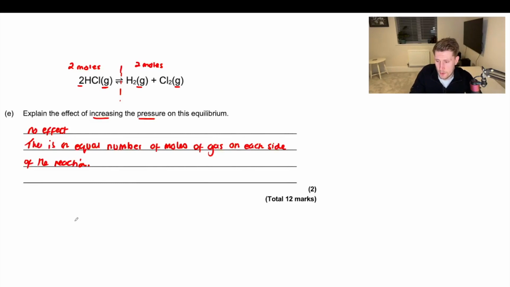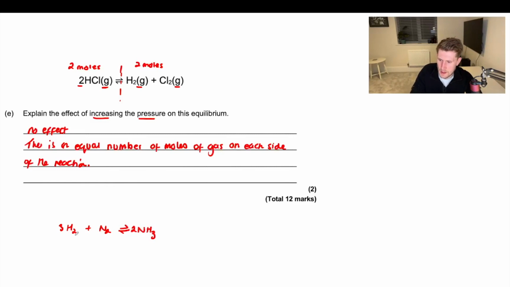Let's do the Haber process. So this is where we take hydrogen and nitrogen and we make ammonia. So we need to balance this. So 3 lots of 2, that's 6 hydrogens there. 2 times 3 here is 6. 2 times 1 is 2 for the nitrogens, and the molecule of nitrogen makes 2 as well. So we know it's balanced.